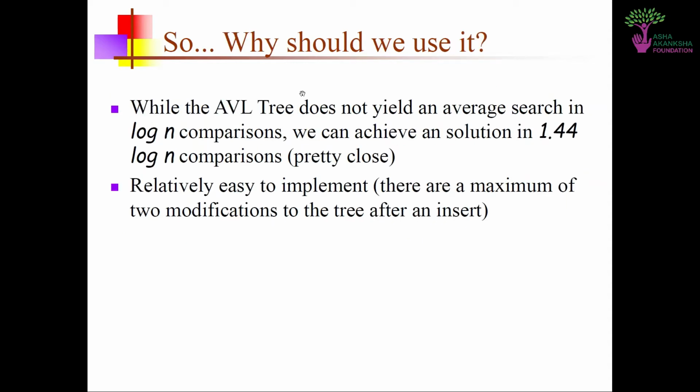So why should we use it? While AVL trees do not yield an average search in log n comparisons, we can achieve a solution in a constant multiplied by log n time, which is pretty close to log n, which is as good as we can get. And it is relatively easy to implement. It is still difficult, but relatively easy. There are a maximum of 2 modifications to a tree after an insert.